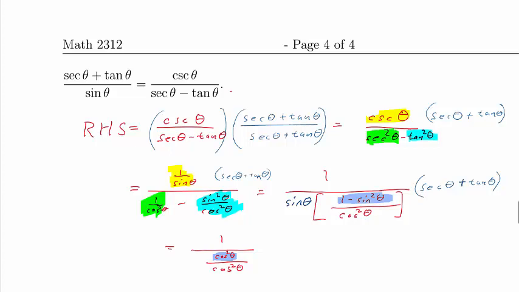And then over here we've got secant theta plus tan theta over sine theta. Note that is precisely what we're looking for. And then on over here, cosine squared over cosine squared obviously is just 1. So this whole thing is just 1. Note that we are now equal to the left-hand side.